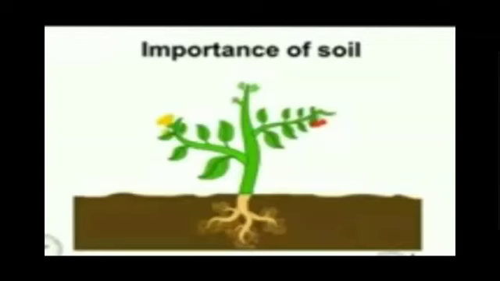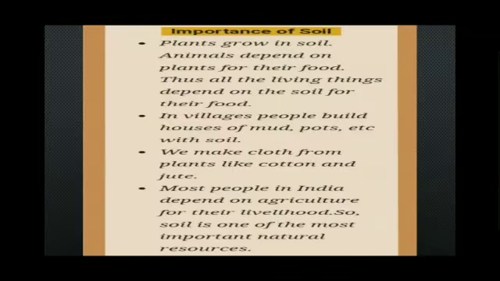Now, let us see the importance of this soil. As you know, plants grow in the soil. Animals depend on plants for their food. Thus, all the living things depend on the soil for their food. In the village, people build houses of mud, pots, etc. with this soil. We can make cloth from plants like cotton and jute. Most people in India depend on agriculture for their livelihood. So, soil is one of the most important natural resources.